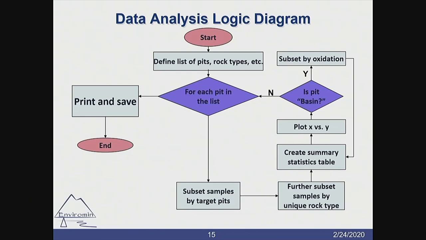Then for characterization and automating some of your analysis, similar approach in the beginning: define your list of pits or rock types. For each pit in this list, subset by samples, subset by unique rock type. Create a summary statistics table.